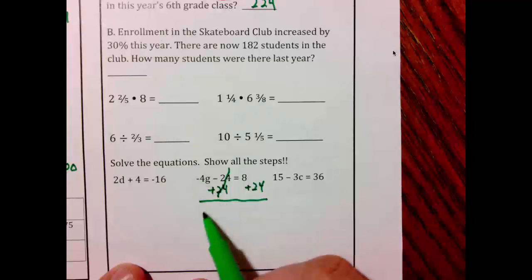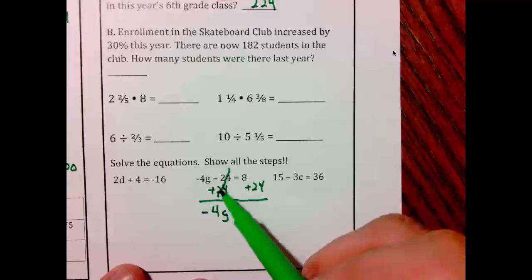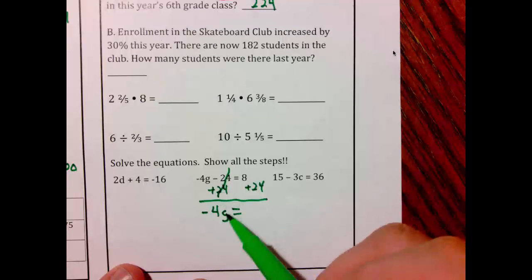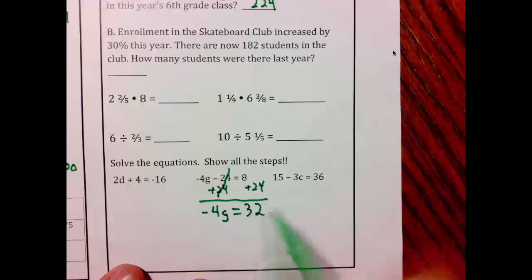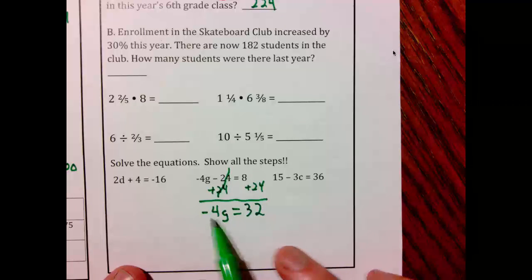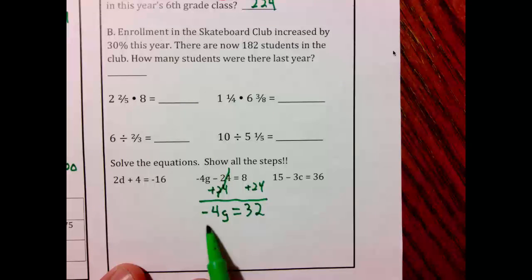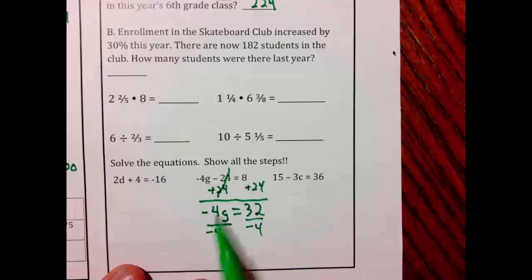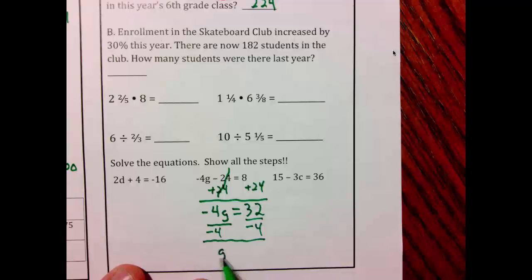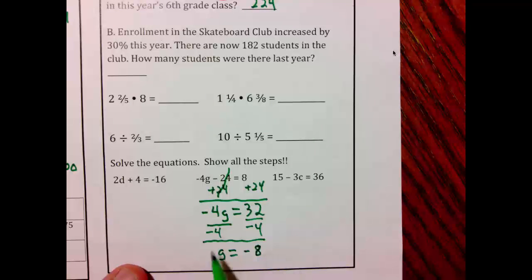Negative 24 and positive 24 add to 0, but we don't have to write the 0. We just have negative 4g remaining on the left. 8 plus 24 is 32. Well, we want to get the g by itself. What operation is going on between -4 and g? Multiply, because they're connected. We know that implies multiply. The inverse of multiply is divide. Dividing by -4 on both sides, -4 divides with -4 to leave g. 32 divided by -4 is -8. When multiplying or dividing, if the signs are different, the result is negative. We think that g is -8.